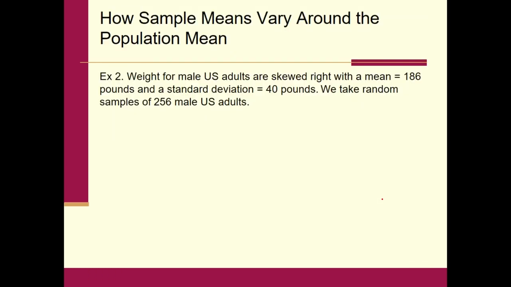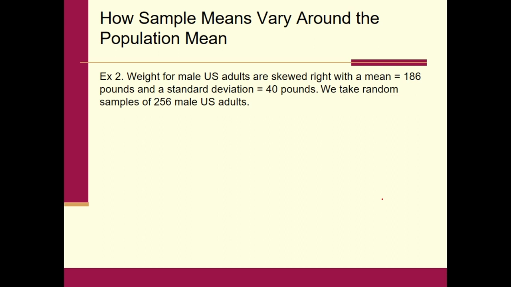I have one more example for you. Example number 2: weights for male U.S. adults are skewed to the right. The mean is 186 pounds, with a standard deviation of 40. I just made that up, based on the data that I saw in the lab file. But I do know for a fact that weights are skewed to the right. We take random samples of 256 male adults in the U.S.